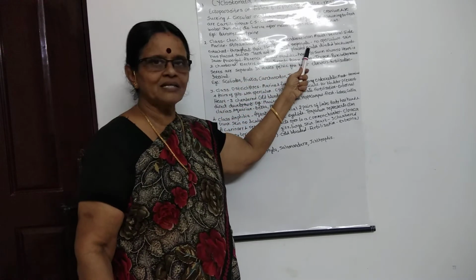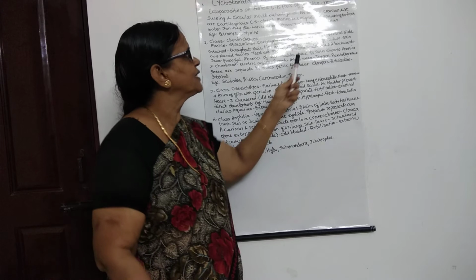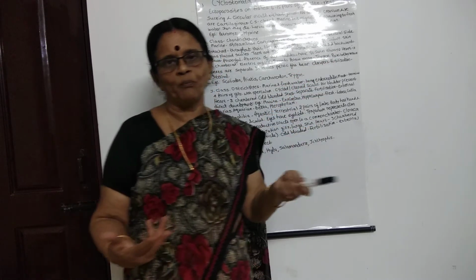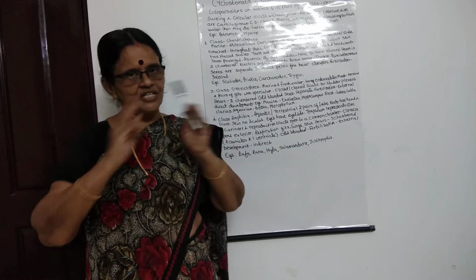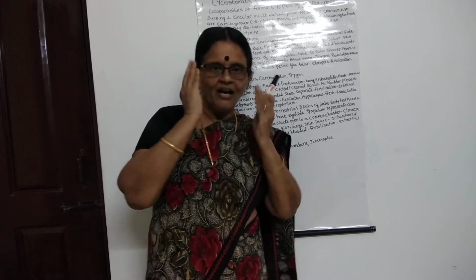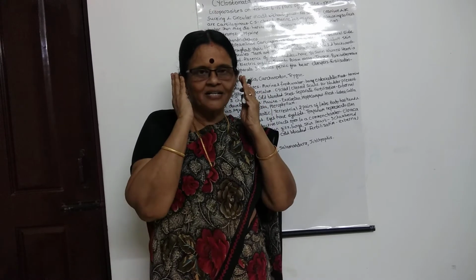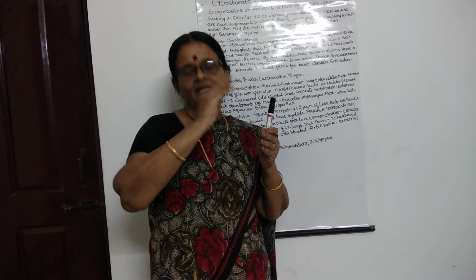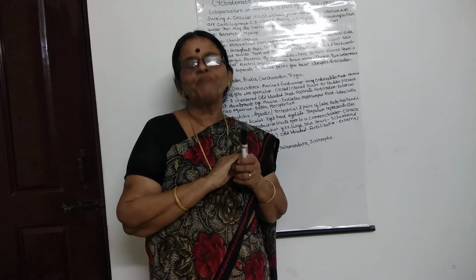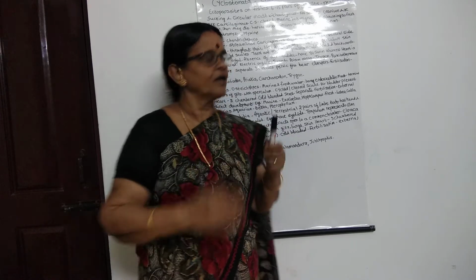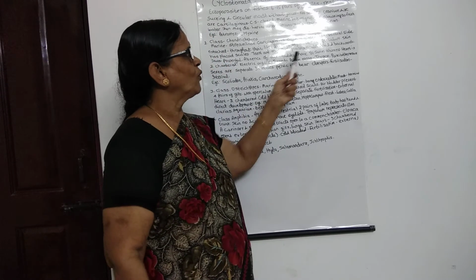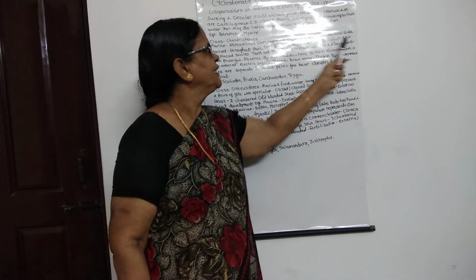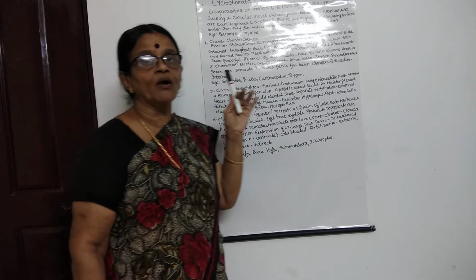Then the gill slits are separate, and they have no operculum. Operculum: you have seen on the sides of fishes, the gills in the head region have a covering, called the operculum or gill cover. That gill cover is not present. Then the skin has placoid scales.